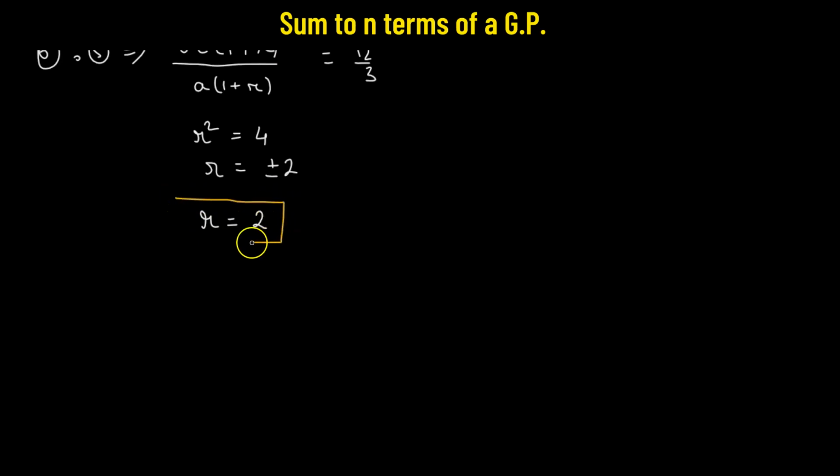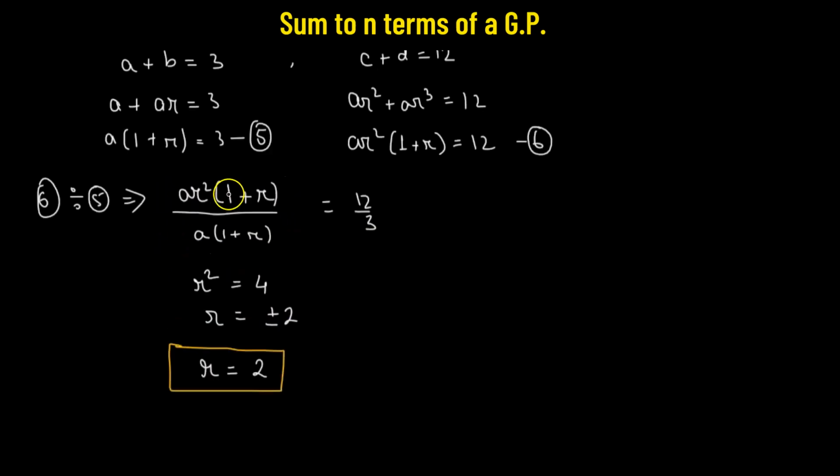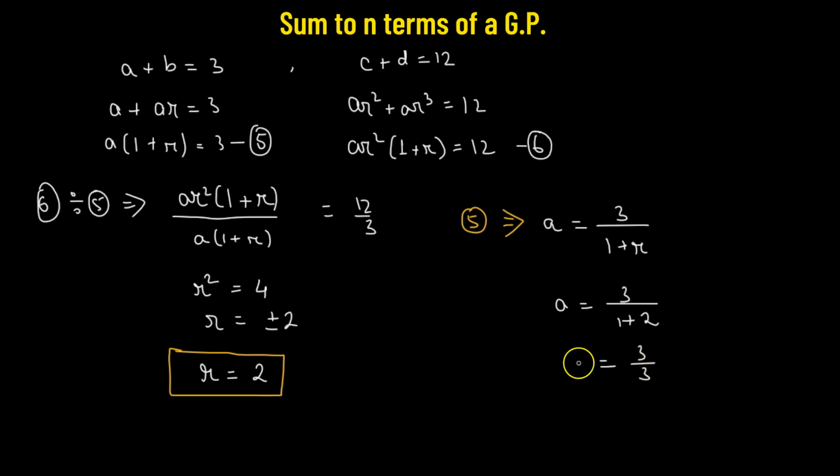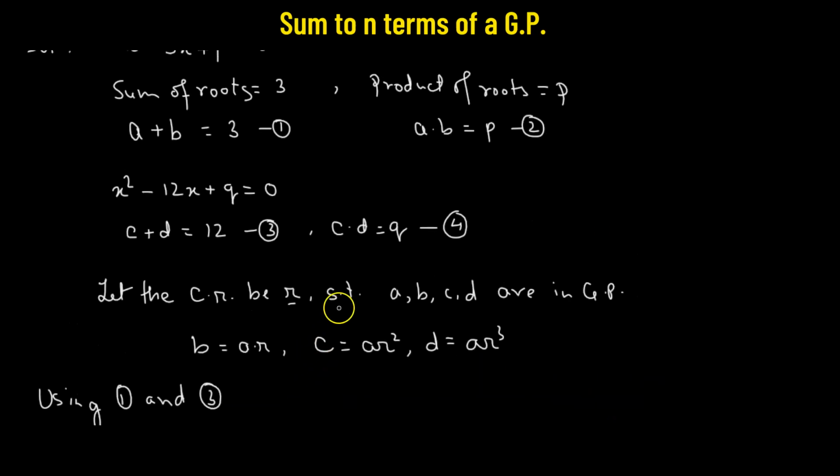We can use any one of the equations to obtain the value of our first term. Let's use equation number 5. Equation number 5 gives us our first term a equals 3 divided by 1 plus r. So we have a equals 3 divided by 1 plus 2. That means we have 3 divided by 3, so our first term is equal to 1. Now that we have the values of our first term as well as the common ratio, we can easily obtain the values of p and q.